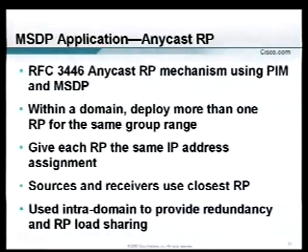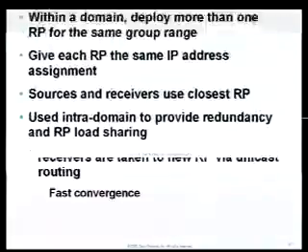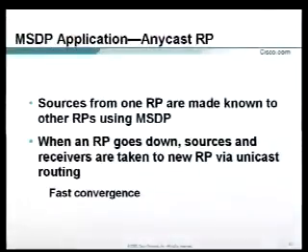rendezvous points, let's say two or three or whatever, and they have the same exact IP address, /32, and your sources and receivers will be directed just using unicast routing towards the nearest rendezvous point. And if that one fails, they'll just be directed to the next nearest one. It's kind of cool, and we'll look at an example of how exactly that works. It's very fast convergence, it just depends upon the unicast routing that you're using.